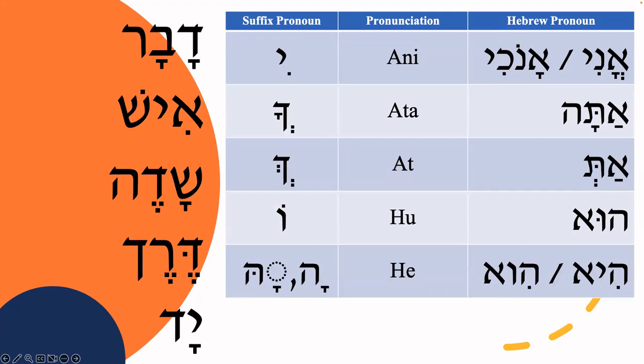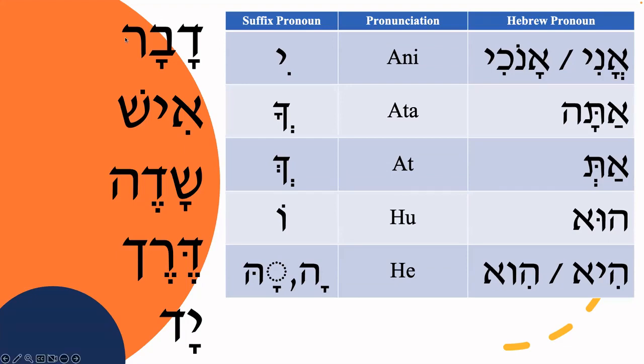All right, we're going to skip that. Okay, so what I did is I gave you some words on the left. Davar, ish, sadeh, although I'm missing my little dot up here, derech, or yad. What's that? Sadeh? Oh, field. Field, open pasture, something like that.